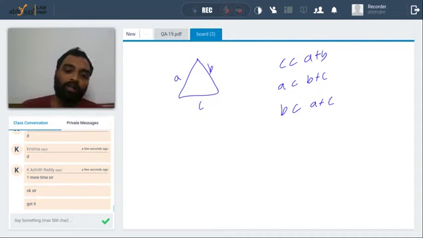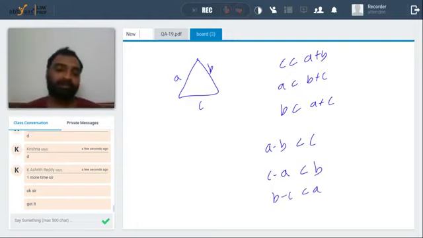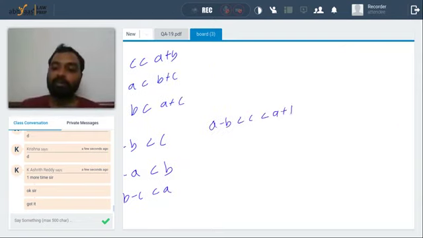Clear? Not only that one, difference of two sides is always less than third side. For example, A minus B. This is two sides difference. This will be always less than third side. C minus A will be always less than B. Next is A minus C, C minus B, B minus C is always less than third side. That means I can write combinedly that A minus B is less than C, less than A plus B.